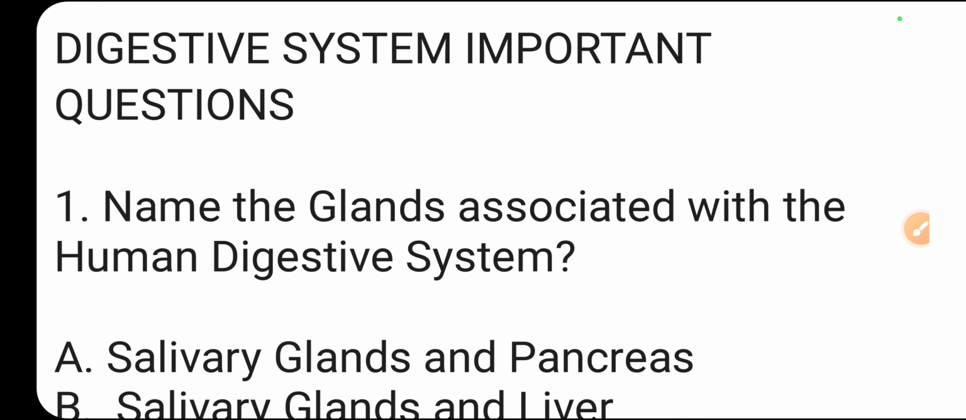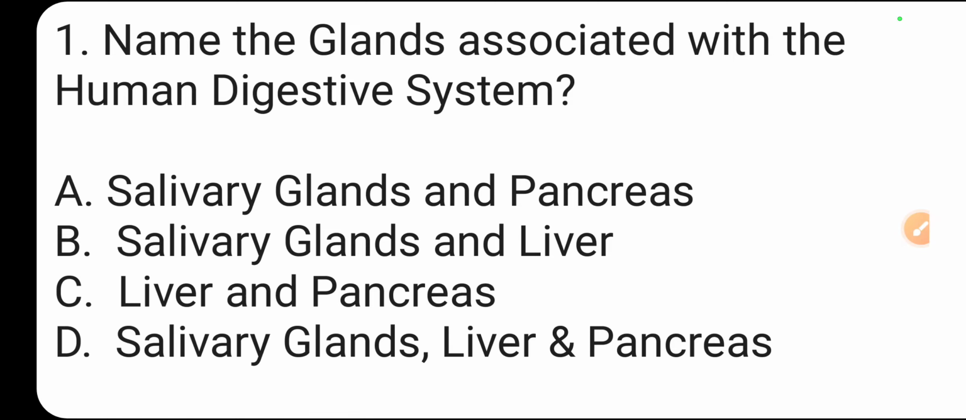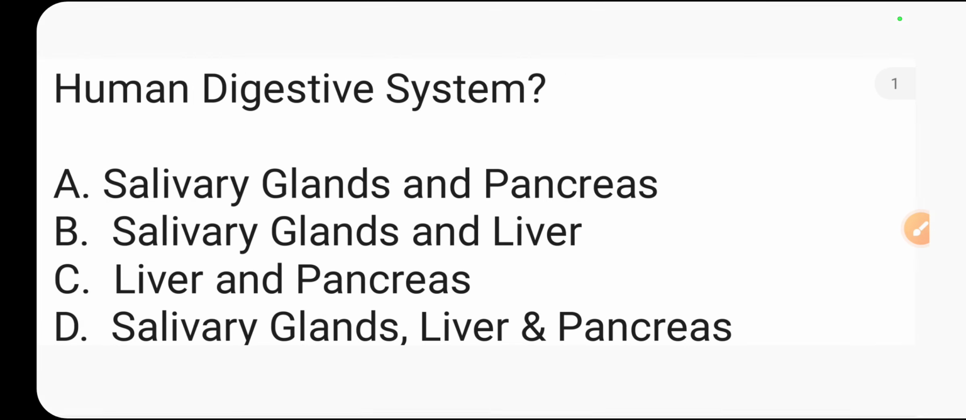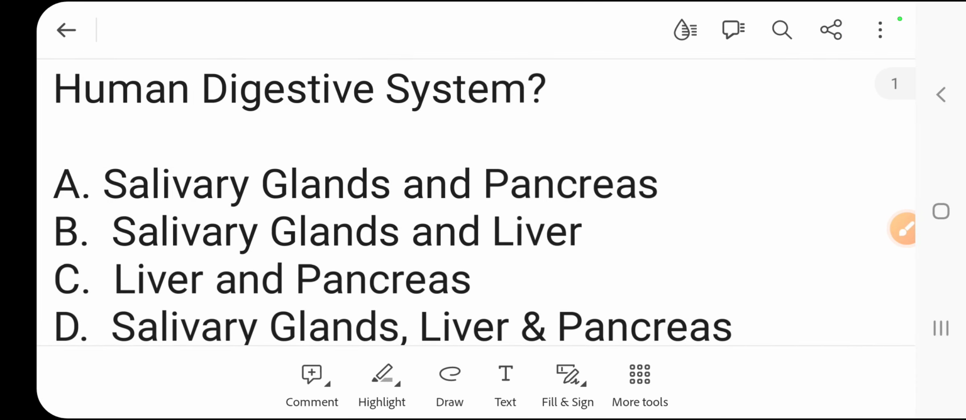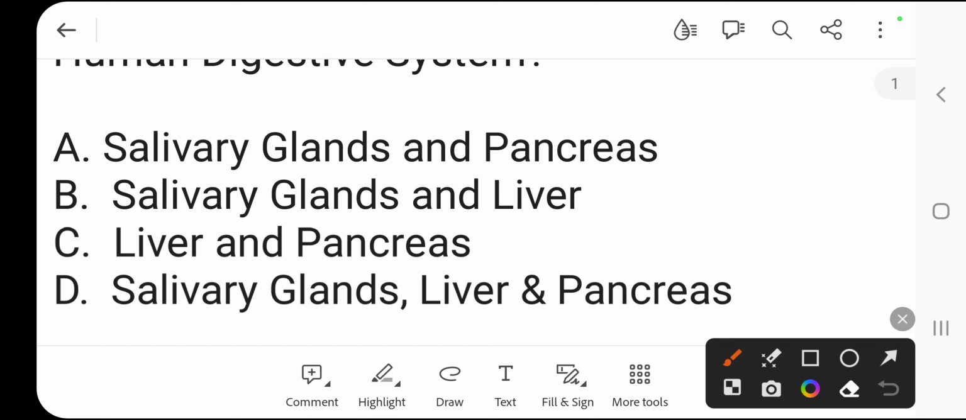In this session we will see some very important questions related to the digestive system which will be very beneficial for all the competitive examinations as well as the academic sessions. So let's start. The first question is, name the glands associated with the human digestive system. To begin with the digestion process, the first thing that we need to see is the glands which are associated with it. So the answer for this will be D, salivary gland, liver and pancreas.